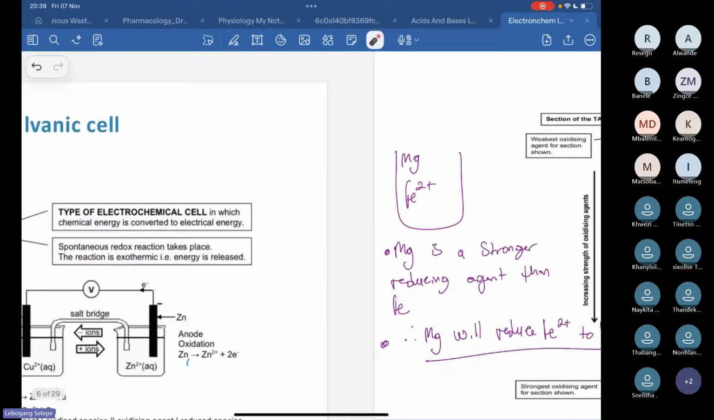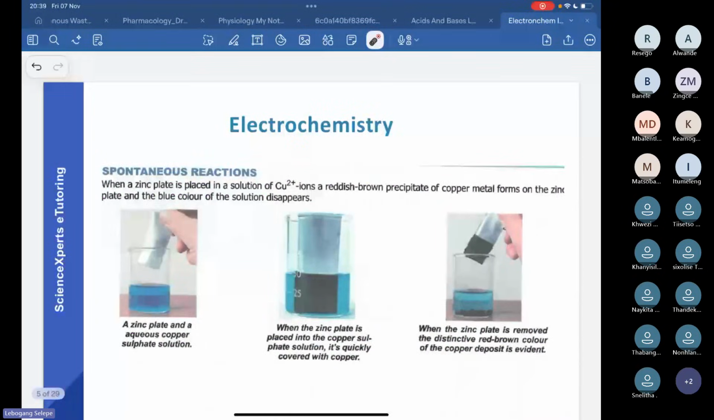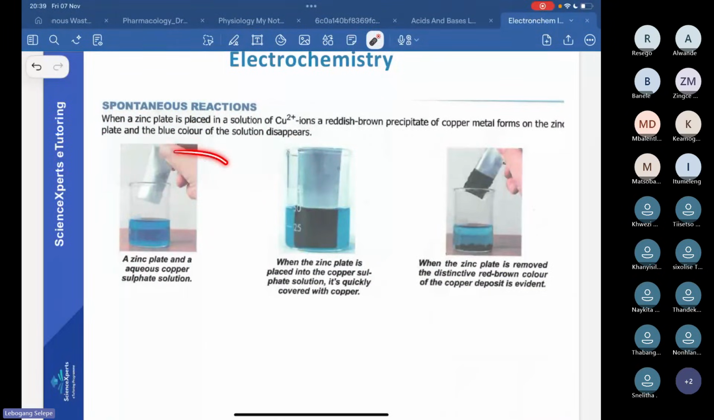So let me just give you the simple idea of a galvanic cell. Here is just an illustration of a spontaneous reaction. They placed a zinc metal into a solution that contained copper ions, right? And what they saw here is that a reaction took place, right? The color of the mixture became dimmer.